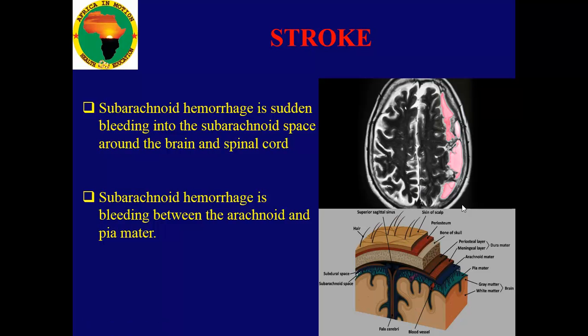Now, if the bleeding takes place under this membrane, we saw that this is arachnoid. The bleeding will be under this membrane. We call it subarachnoid hemorrhage. Most of the time it can be sudden and it will compress the brain, then it will come with some complication. Subarachnoid hemorrhage is a bleeding between these two, pia mater and arachnoid. You can see the vessels in between.